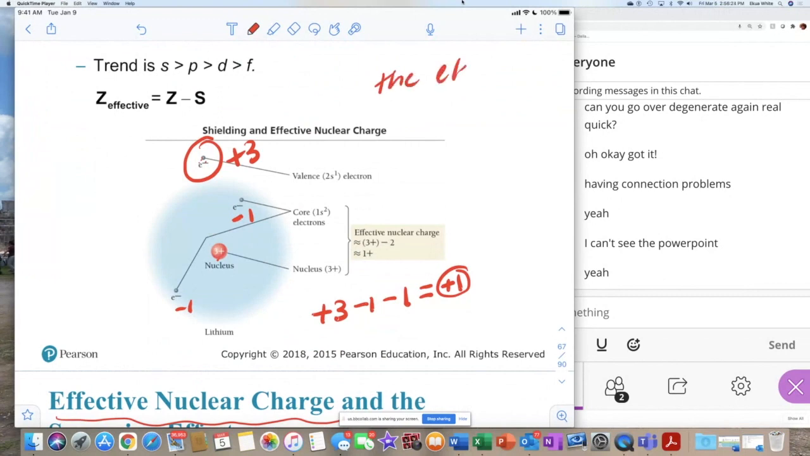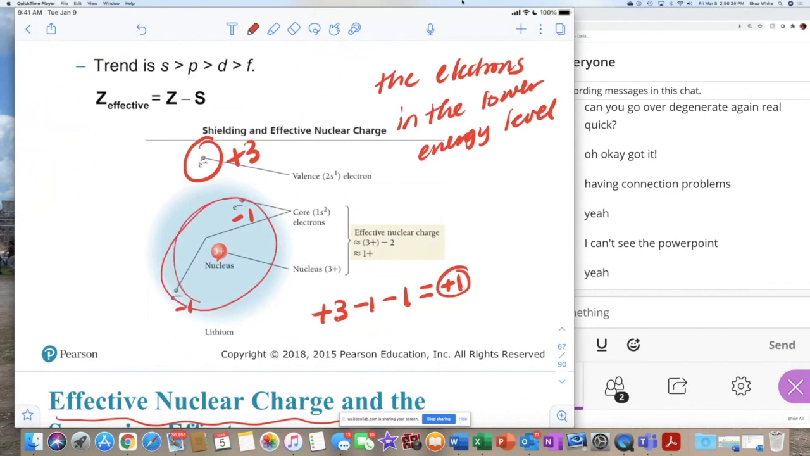The electrons in the lower energy level, now this will be all the electrons, because the electrons are constantly moving around. So even if they appear here now, they will be here the next second. So I should say all the electrons in the lower energy level block the valence electrons.